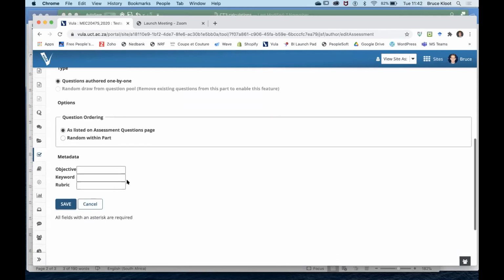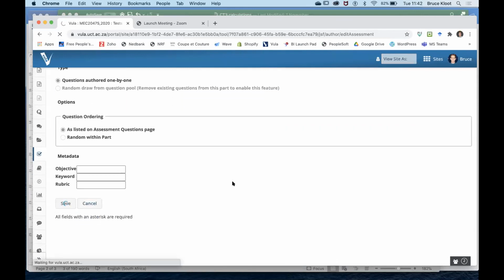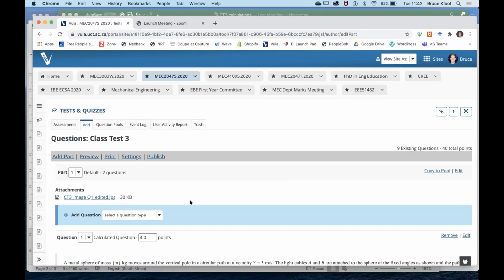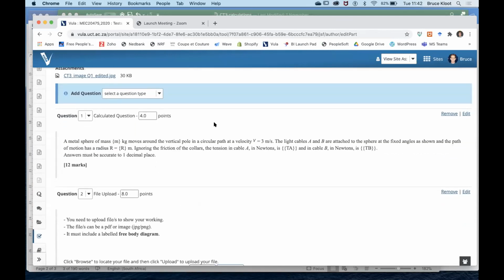So the students will see the image above the question. But I think, Pierre, I saw you adding the image within the calculated question as an attachment. And that's how you have to do it. You have to add it as an attachment, not inline in the text box. Yeah, I managed to get it to work. I do mine inline. I'll show you what mine looks like.